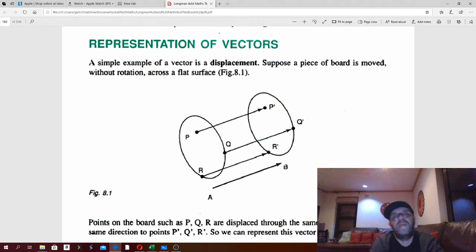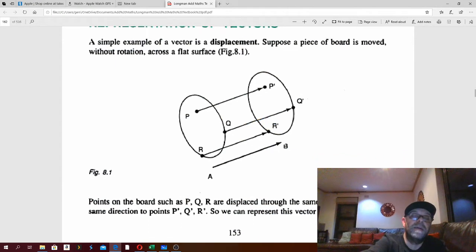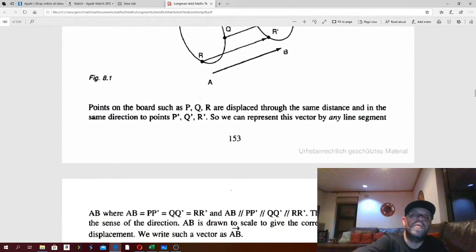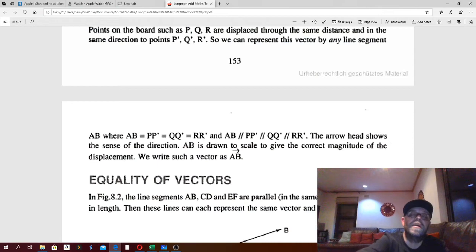Now, that doesn't mean that they go from one same point to another same point. You can see that they go from different points to different points, and yet the vectors themselves are the same size and the same direction. So we would say that these vectors are equivalent to each other, because they move in the same direction and they have the same size.